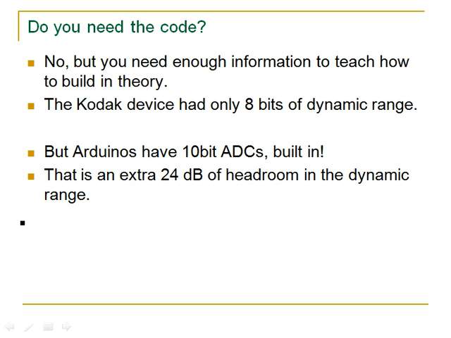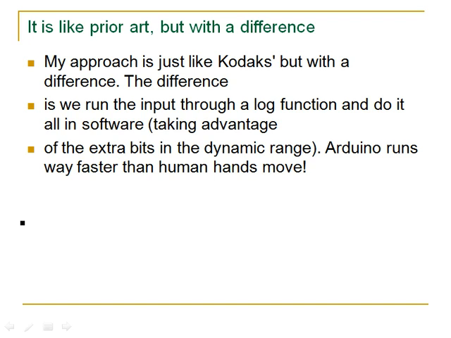Maybe the codec device had 8 bits, but I can get around it by using an Arduino, which has 10 bits. That's an extra 12 dB of headroom in dynamic range. So now all I need is a log function. And it's just like the prior art, but with a difference. And the difference is we do it all in software, and take advantage of the extra bits, the dynamic range.